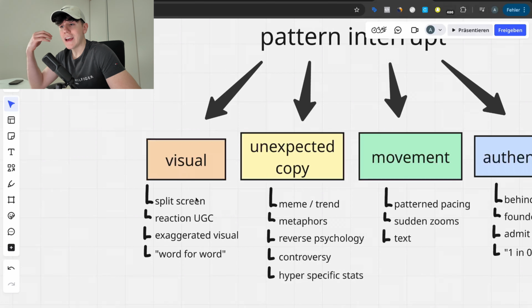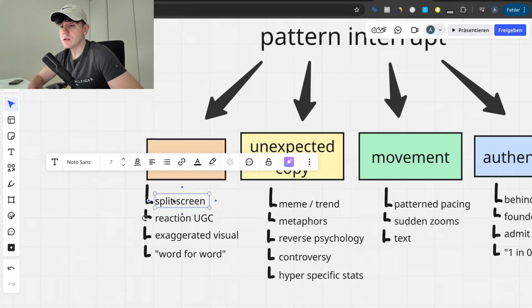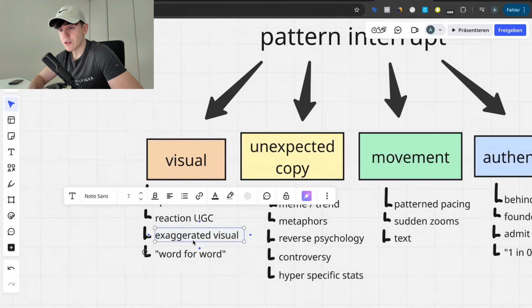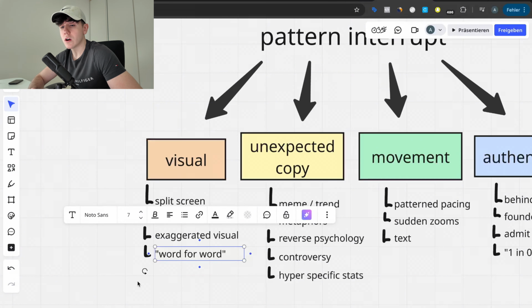Because people are used to seeing ads. They've heard all the claims. They're super tired of everything that you promise. And so this is the way that you can still get them to listen to you, to listen to the entire ad, and then to take action, right? So there are 4 different things I've written down here. First one is split screen. We have reaction UGC, exaggerated visuals, and word for word visuals.